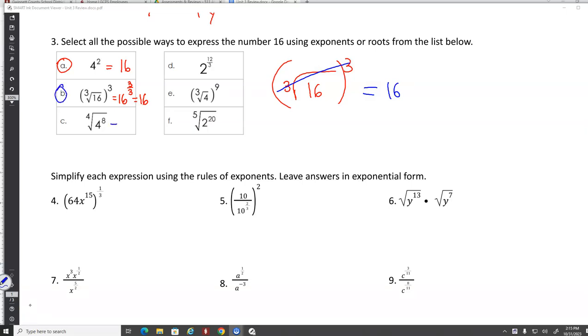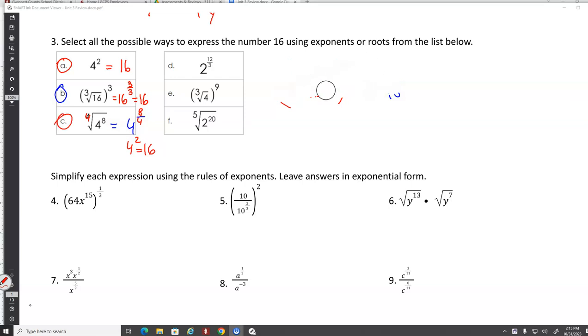C, we can rewrite it in an exponential form as 4. Okay, now we have our fractions. So 4 on the outside goes on the bottom and 8 goes on the top. If I simplify that, that's 4 squared, because 8 divided by 4 is 2, which is also 16. So C is also a correct answer.